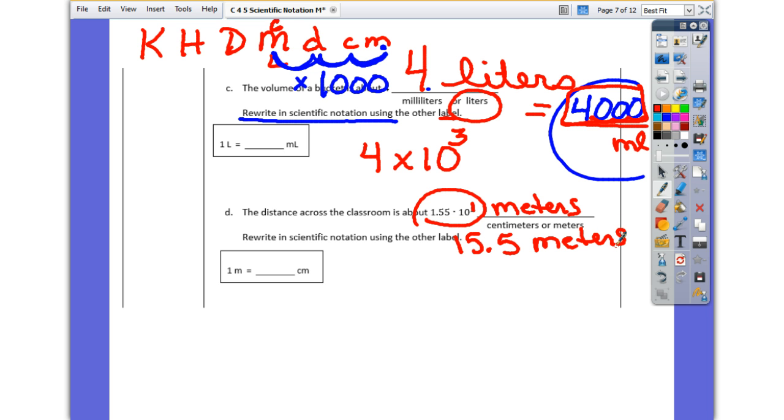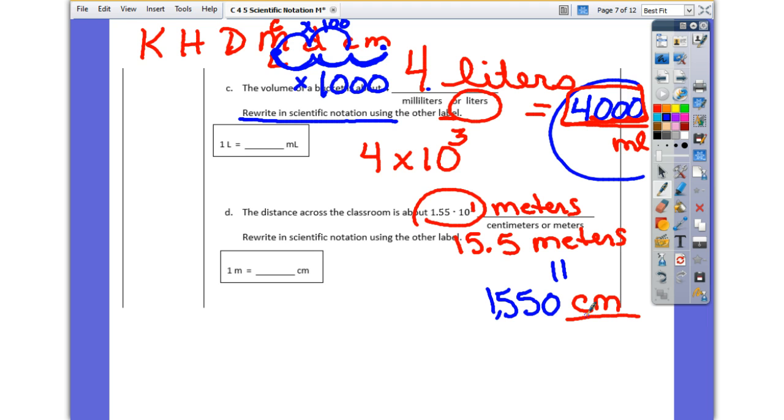Now I need to turn meters into what? What's the other one? Centimeters. Now how many does my kangaroo have to hop to get from meters to centimeters? 1, 2. That's like multiplying it times 100. Moving it to the right twice. What do I get? Boing, boing. 1,550. So these two equal each other. 15.5 meters is exactly the same as 1,550 centimeters. Done, right?